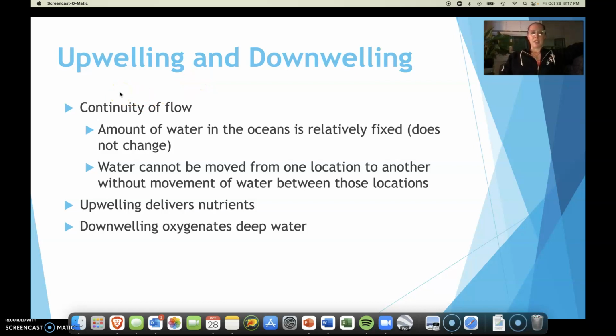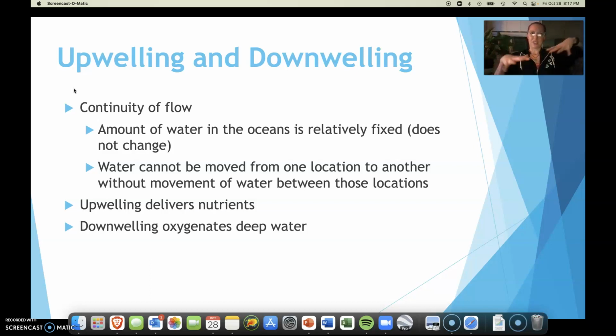So when we're talking about these two processes, we're really getting into this idea of the continuity of flow. So we have to remember that the amount of water in the oceans, for all intents and purposes, is relatively fixed. So we're not considering sea level rise and the melting of our ice caps yet. So it's relatively fixed. Means that there's no change. There's not more of an influx than an outflux. There's not more of an outflux than an influx.